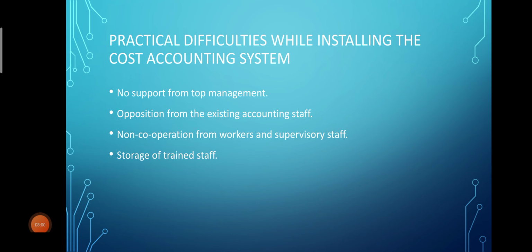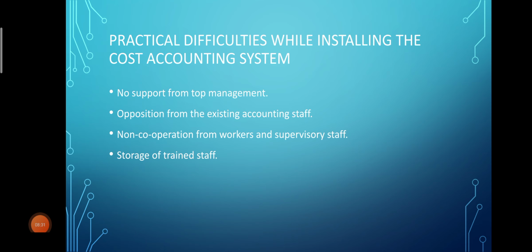Next point is shortage of trained staff. Whenever you are installing any new system, the employees have to be trained. Unless and until they are trained, they cannot operate it. If they are employing any qualified staff, then they will be expecting a higher salary. So again, this might be the reason the top management will not support this cost accounting system.